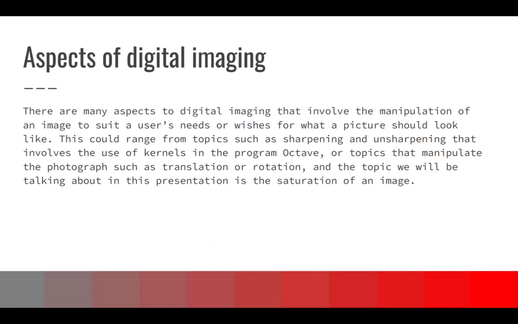Aspects of digital imaging. There are many aspects to digital imaging that involve the manipulation of an image to suit a user's needs or wishes for what they would like the picture to look like. This could range from topics such as sharpening and unsharpening that involve the use of kernels in a program Octave, or topics that manipulate the photograph such as translation or rotation. And the topic we will be talking about in this presentation is the saturation of an image.